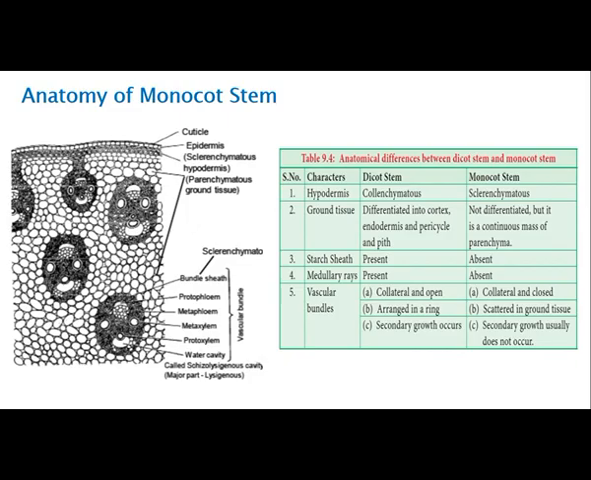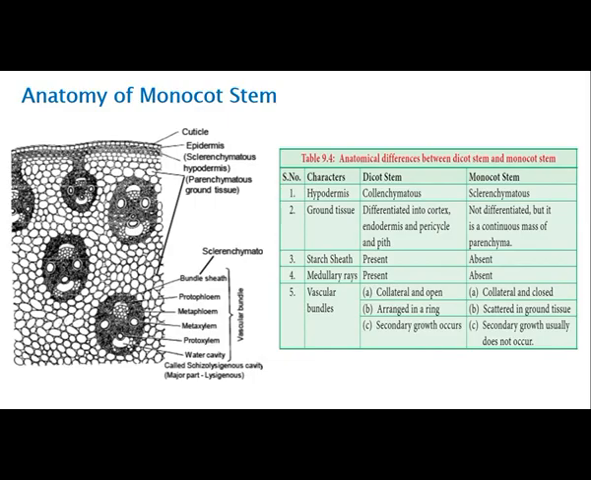And the vascular bundles, you can see that the phloem is present. If you differentiate between the dicot stem and the monocot stem, you will see that in case of the monocot stem, no pith is present. In case of dicot stem, pith is present. In case of monocot stem, the hypodermis is sclerenchymatous, whereas in case of dicot stem, the hypodermis is collenchymatous.